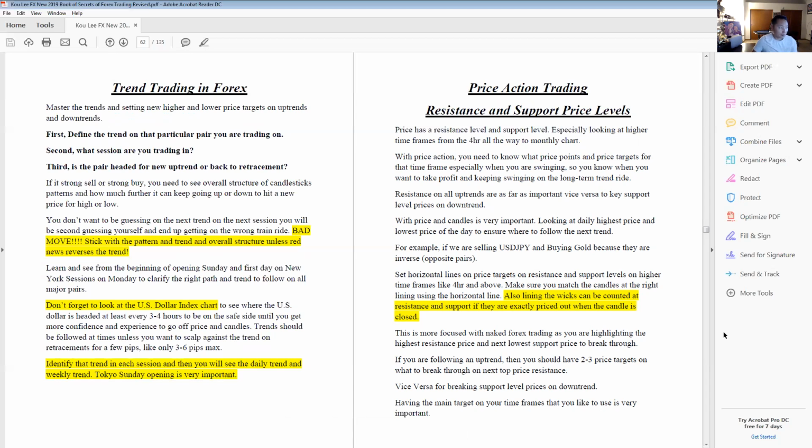And by paying attention, like I said, I highlighted this right here. Don't forget to look at the US dollar index chart at least 3 to 4 hours to be on the safe side. And the trend should be followed at times, unless you want to scalp against the trend on a retracement for a few pips, like only 3 to 6 pips max.